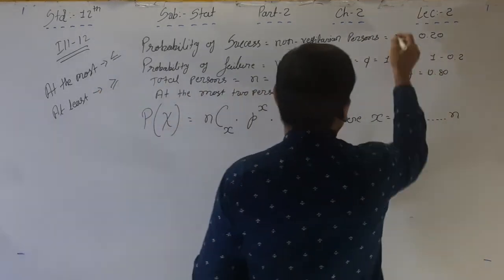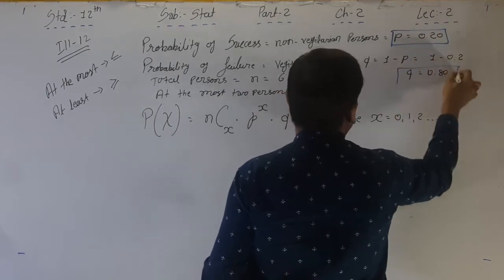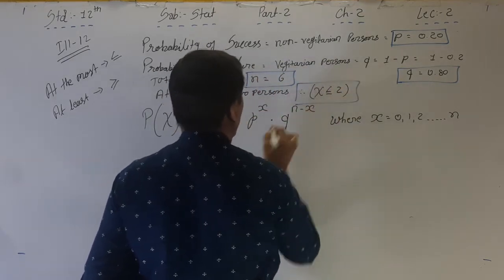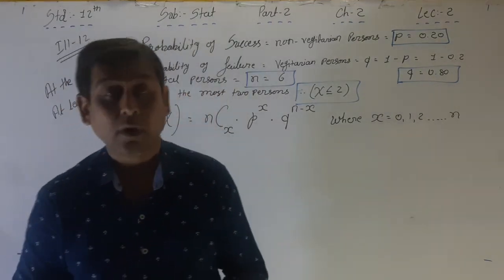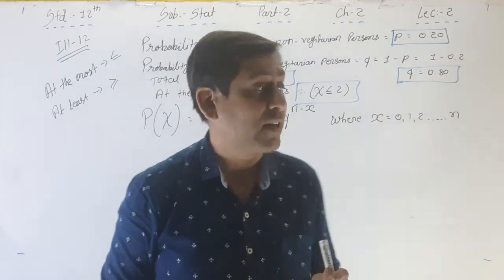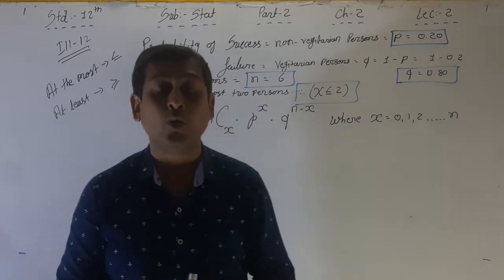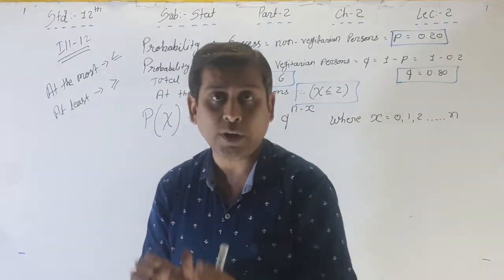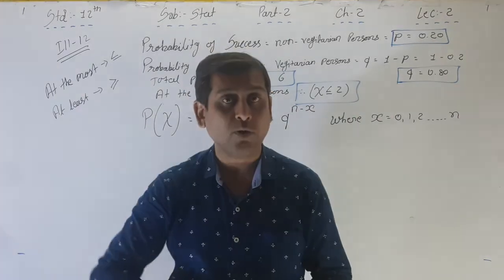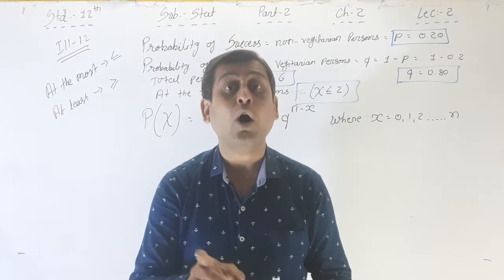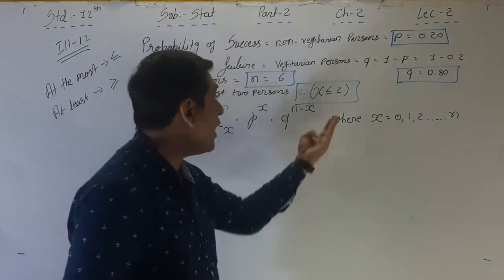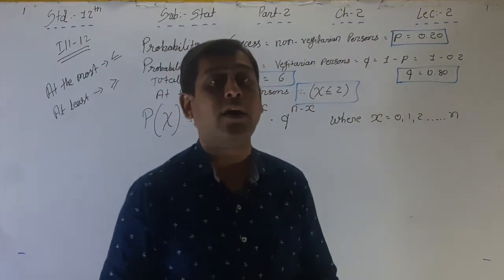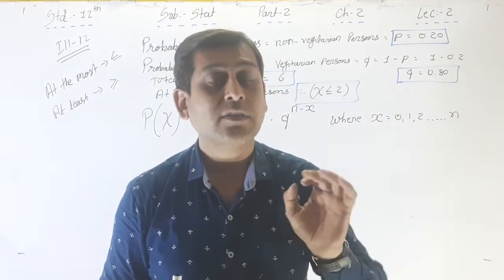P is equal to 0.20, Q is equal to 0.80, n is equal to 6, and what we have to find is the probability at the most 2, that means X less than or equal to 2. What does that mean? At most 2 means 0, 1 or 2. Up to 2 we have to find the probability, that is the probability of 0 or 1 or 2. At the most means less than or equal to 2; 0 is included, 1 is included, as well as 2. That's why, for or, the sign is plus.